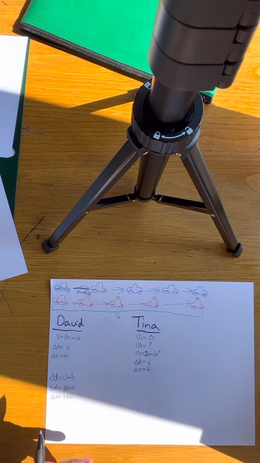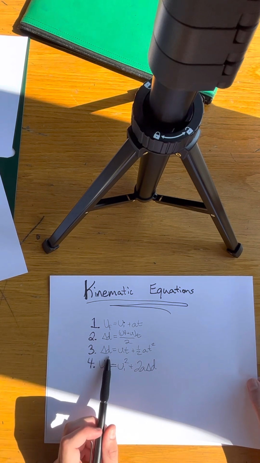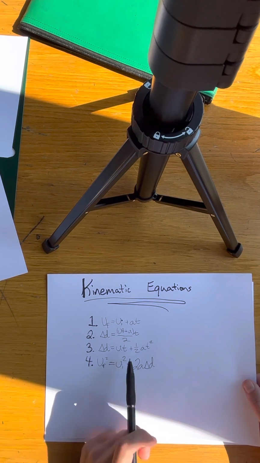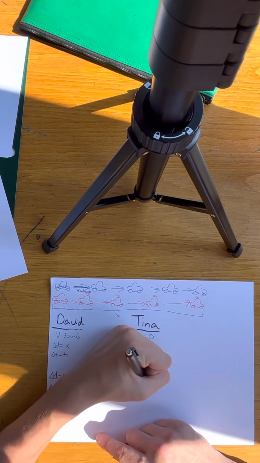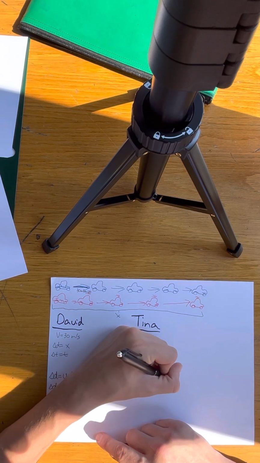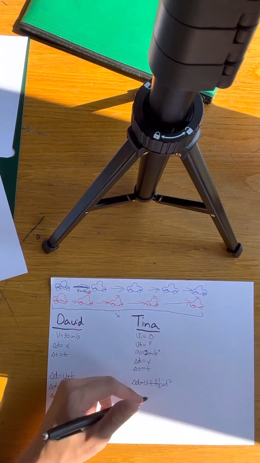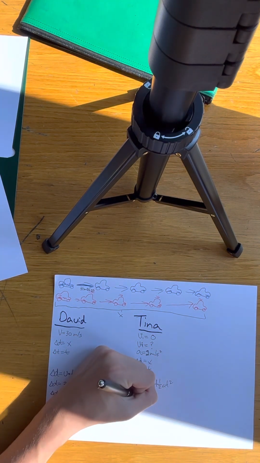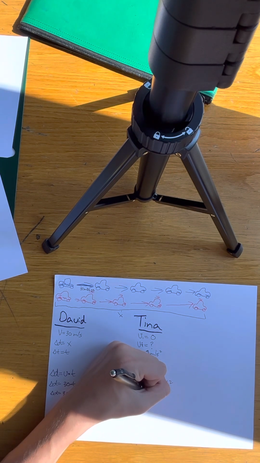For Tina, we can use one of our kinematic equations right here, and we're going to use the third one here, which is change in d is equal to v_i t plus 1/2 a t squared, initial velocity times t, plus 1/2 acceleration times t squared. And we know acceleration is 2, so 1/2 of that is going to be 1. And our initial velocity is 0, so this would cancel out. So our change in d is going to equal t squared.